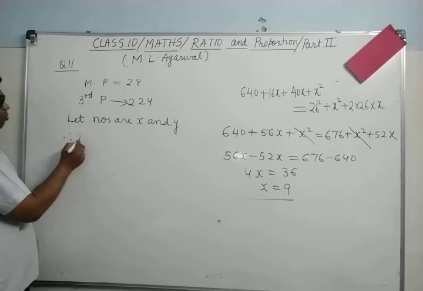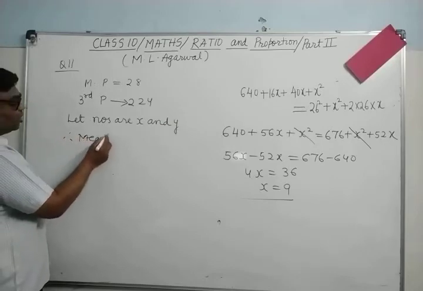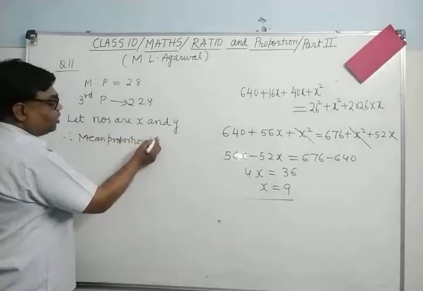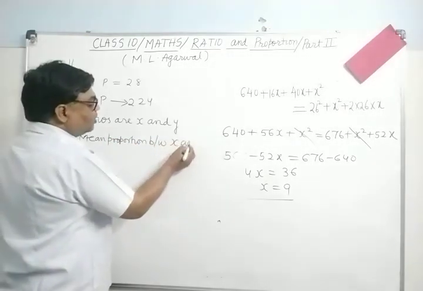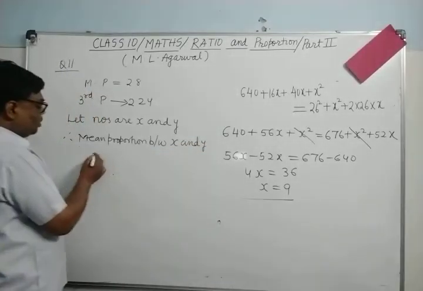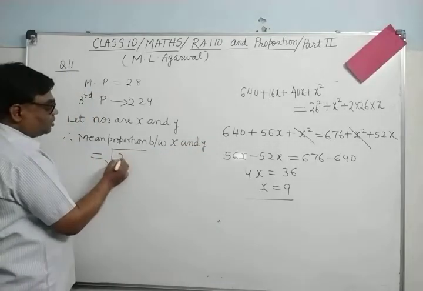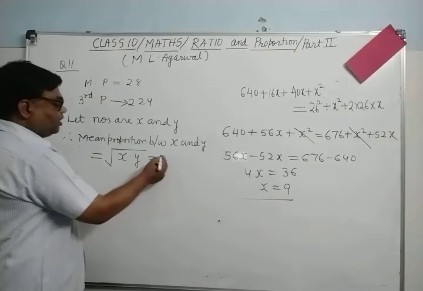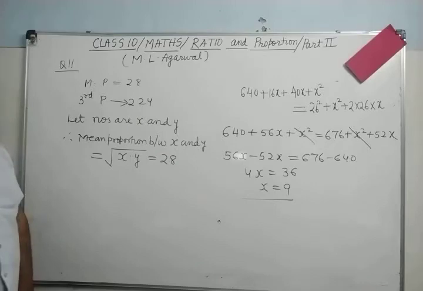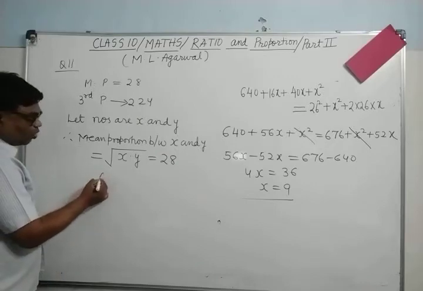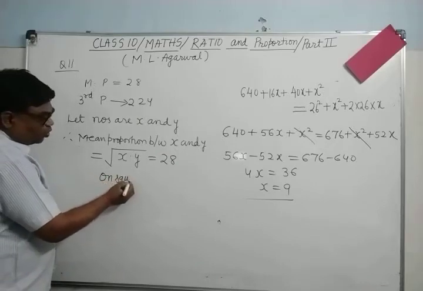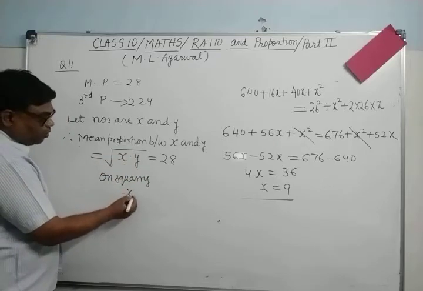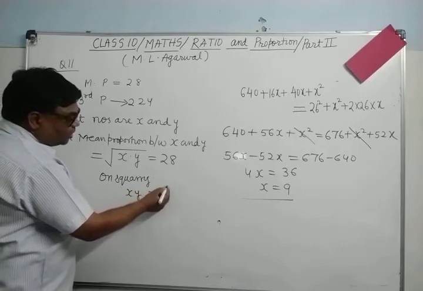Therefore, the mean proportion between x and y will be equal to square root of x into y, which equals 28. It's clear. According to the question, it is 28. So on squaring, the square root will be removed. It will be xy equals 28 square.